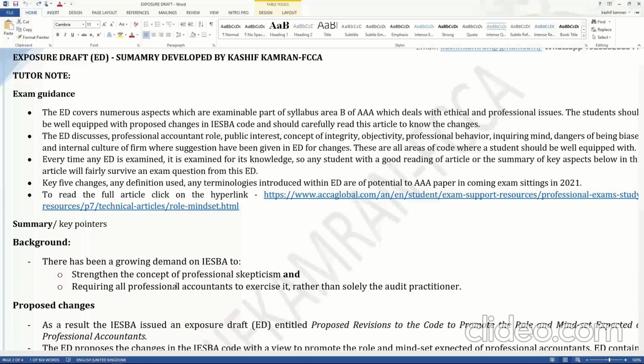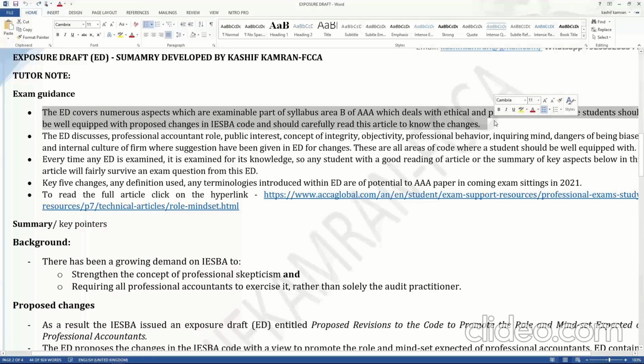So I think this exposure draft is hitting the syllabus area B. And if it is examined, it will be examined in the context of the syllabus area B. So that's the very first sentence I have marked in my summary: this exposure draft covers numerous aspects which are examinable parts of the syllabus area B of the AAA paper. And the AAA syllabus already includes ethical and professional issues. So the student should be well equipped with this exposure draft, and should have an idea about the proposed changes which have come to the code of conduct.